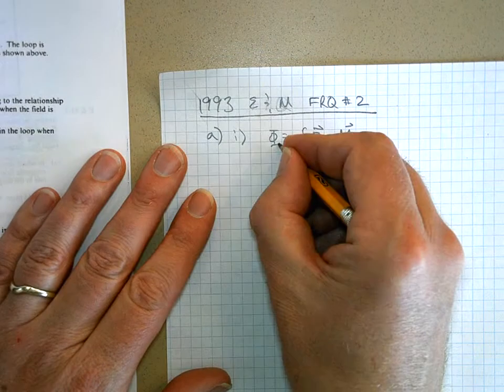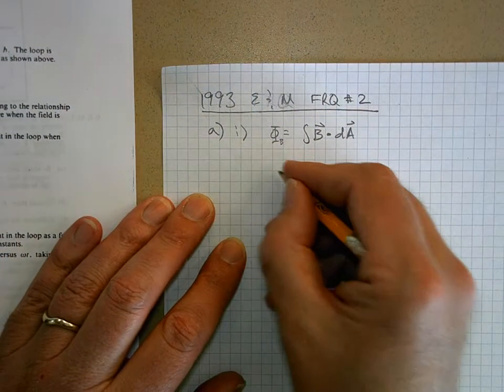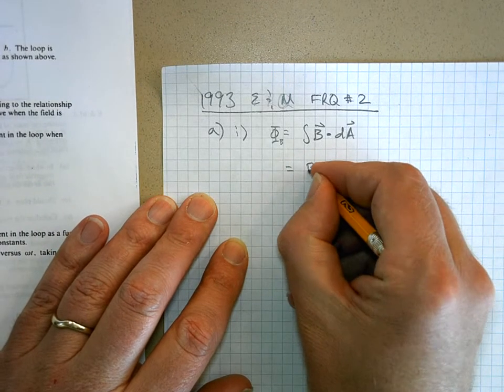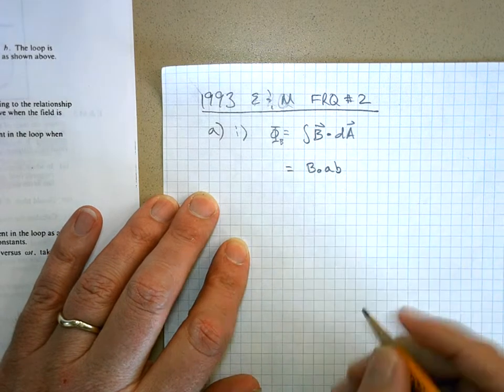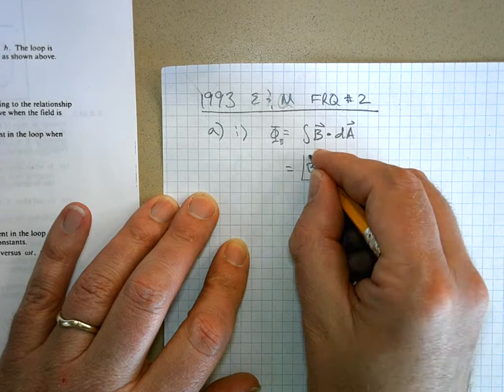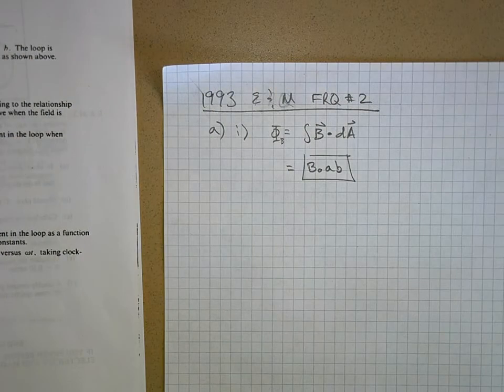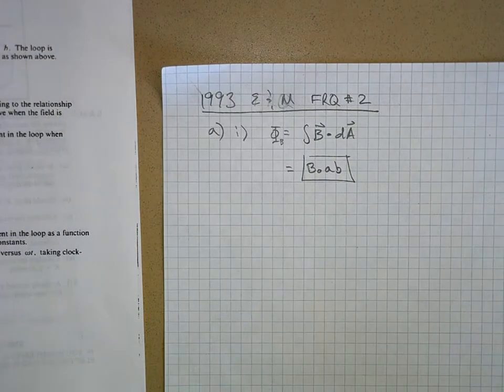This is the magnetic flux, and so let's figure it out. B is uniform, so it's just B naught, and then the area is just A times B. So there's your answer. Pretty easy. They give you easy ones. Sometimes they give you ones that are so easy you go, that can't be right. It's so easy.